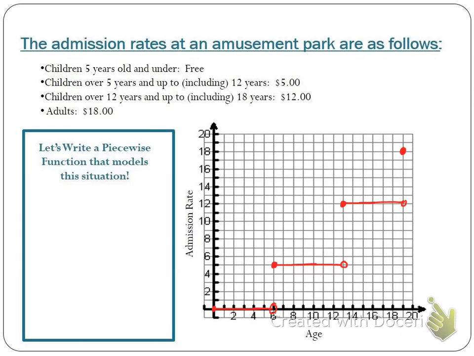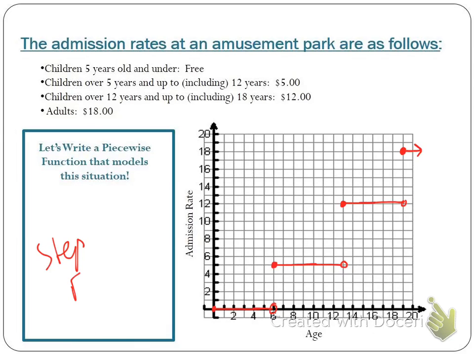And again, we say that because children over 12 years and up to and including 18 years are $12. So we have to go past 18-year-olds and get to the 19-year-olds, because 18 and 11 months is still going to pay $12. And once you become 19, you're paying the adult price of $18, so that graph continues on. So this is what we call a step function, because it looks like steps.